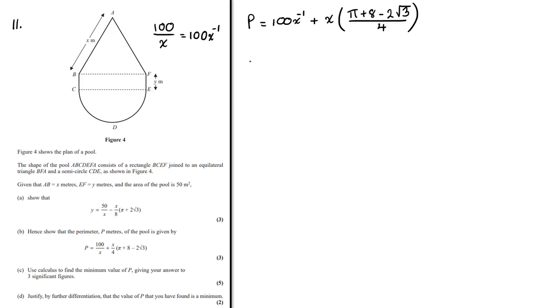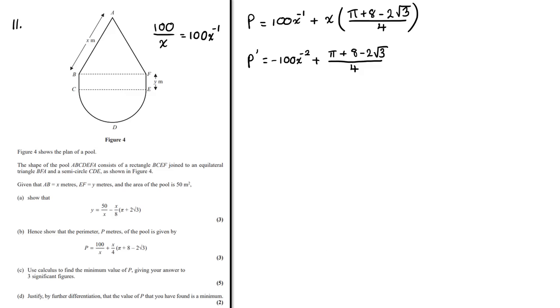Okay? And here now, we want to differentiate from here. So we've got p equals, we want p prime. So p prime is our first derivative. So that's going to give me minus 100. So the minus 1 comes out in front and we times it by the 100. So I get minus 100 x, and we subtract 1 from the power. So that gives me minus 2 plus, now as each of these terms are times by x, the x will essentially just give you one lot of whatever's here. So because it's pi plus 8 minus 2 root 3 over 4, I'm just going to get what's inside the bracket. So I get plus pi plus a minus 2 root 3, and that's all over 4. Okay?